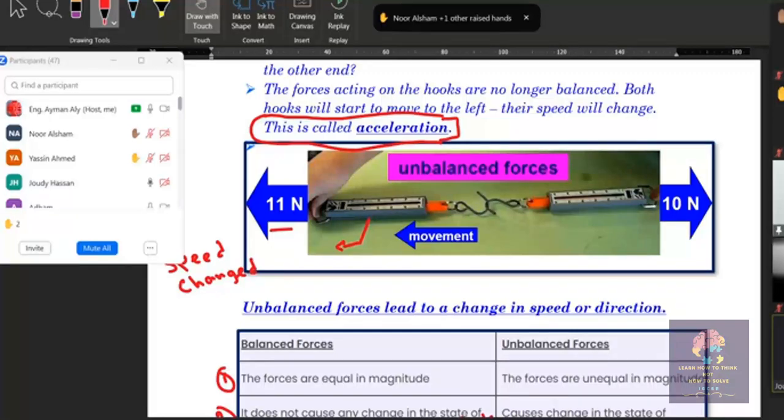One newton bigger than 10 newtons? I'm saying the speed. You said when it's balanced, there is zero speed. So in unbalanced, the 11 and 10, will it be one newton speed? Don't say it like this. All I want you to know is, since the forces are not equal, it is unbalanced. When it is unbalanced, the speed changes. When the speed changes, acceleration is generated. Easy. When I have unbalanced force between two parts, the speed of these parts changes.